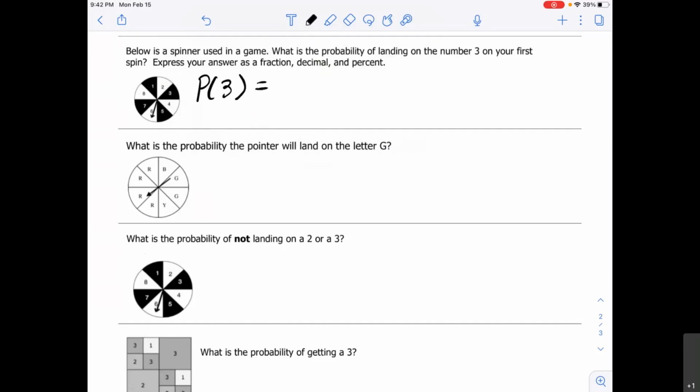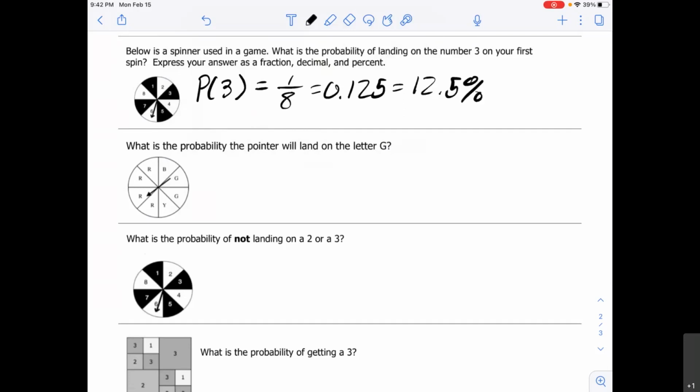So looking at this, I see that there are 8 total sides. One of them has a 3 on it, so my probability is 1 out of 8. That is my fraction. For my decimal, I just do 1 divided by 8, and I get 0.125. And then my percent is 12.5%.